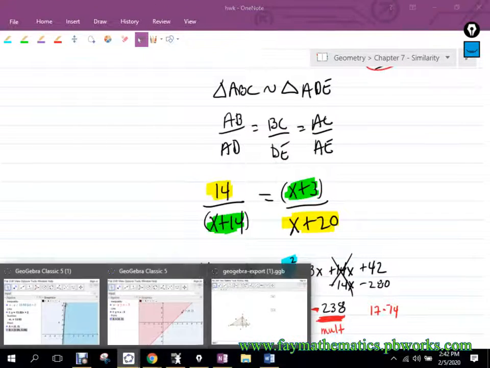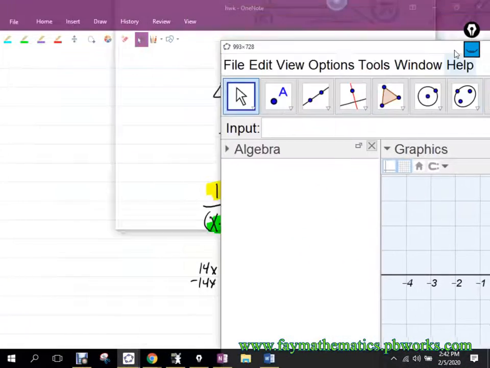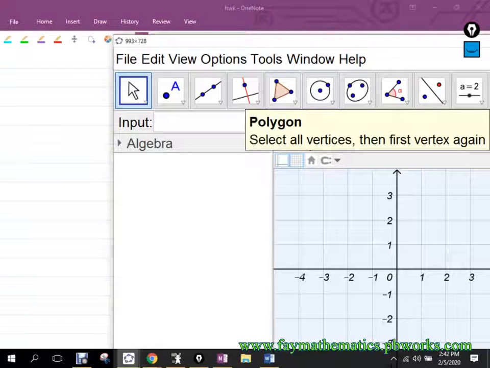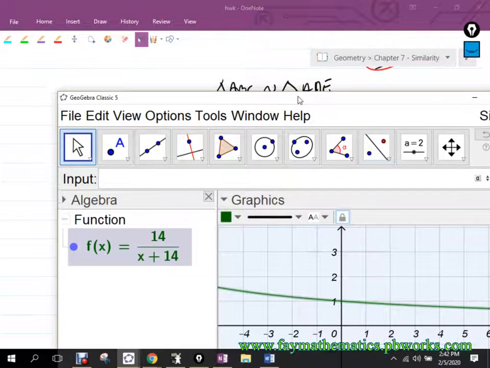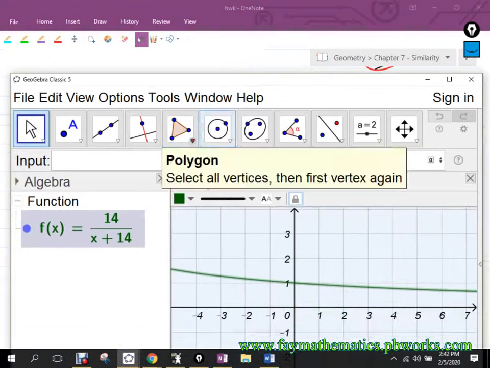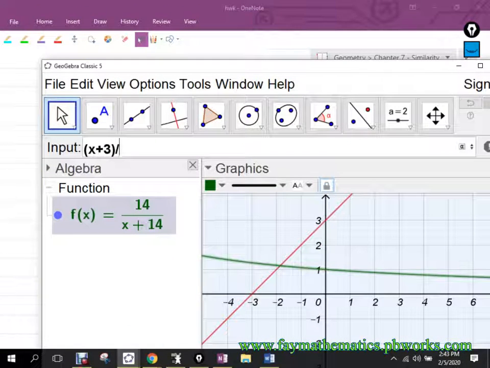I think this might be appropriate to have this discussion real quick. Let me write this equation. 14 over x plus 14, and x plus 3 over x plus 20.